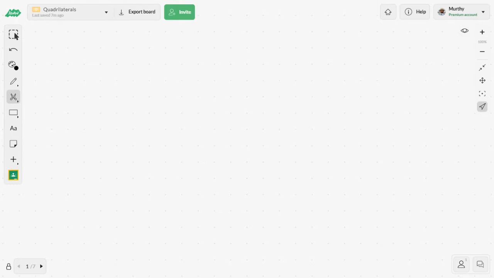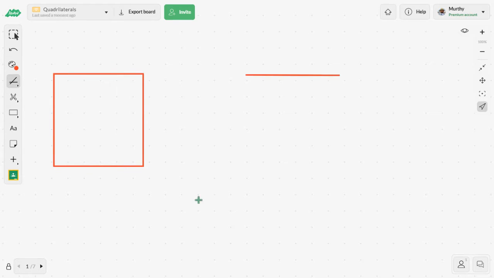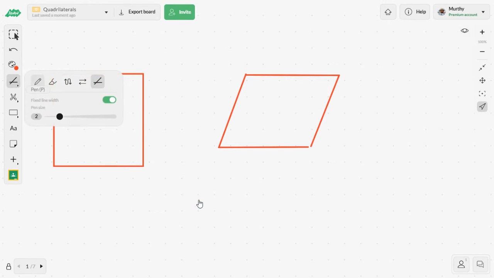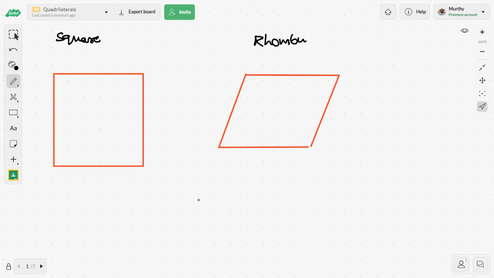Okay, so let me draw first. I'm taking a square. You know what a square is? And I'm drawing another quadrilateral next to that, and this is a rhombus. I'll explain the difference between these two; some properties are the same and some are different. So what is the difference between the square and a rhombus? I'll explain now.